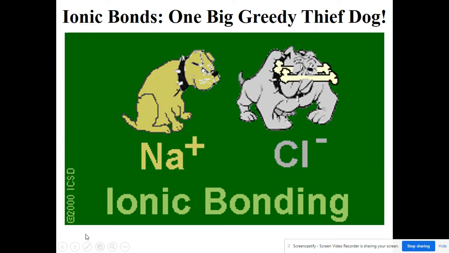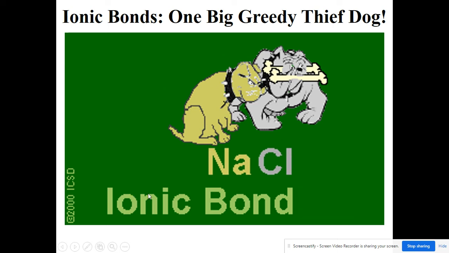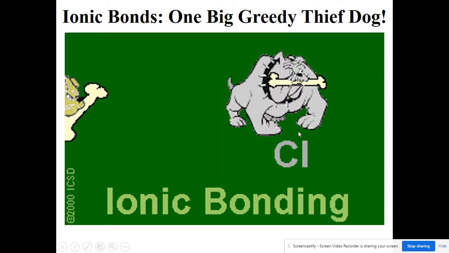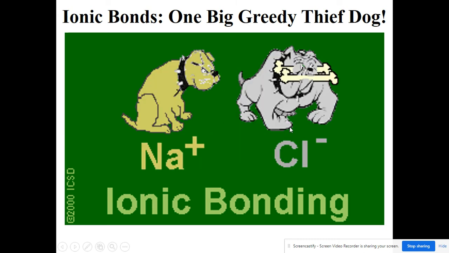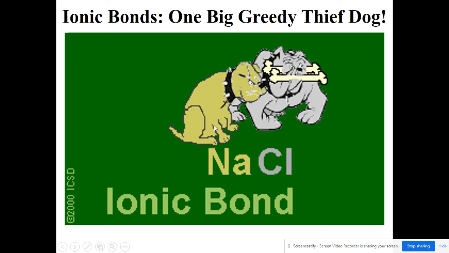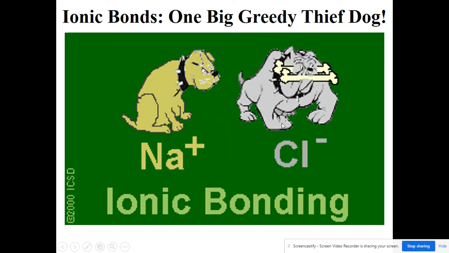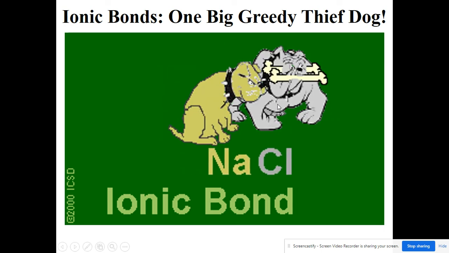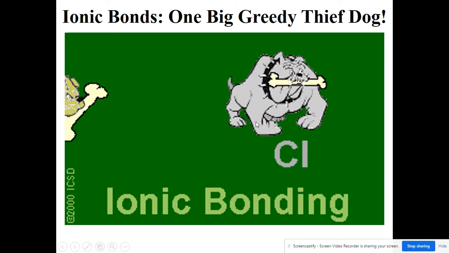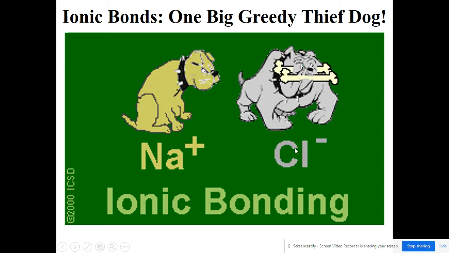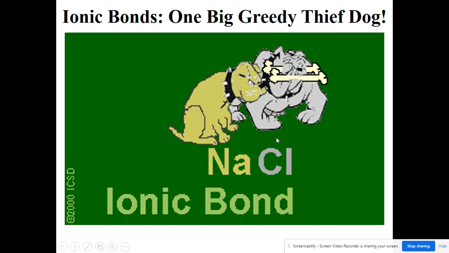So ionic compounds, you can imagine you have your metal and your nonmetal. So chlorine's your nonmetal. Your nonmetal is stealing an electron from your metal, but they are attracted to each other now because they have opposite charges. So it's kind of like this big dog here steals the bone from the little dog, but then these two dogs are attracted to each other because one's positive and one's negative. So that's just an analogy with your ionic compounds.